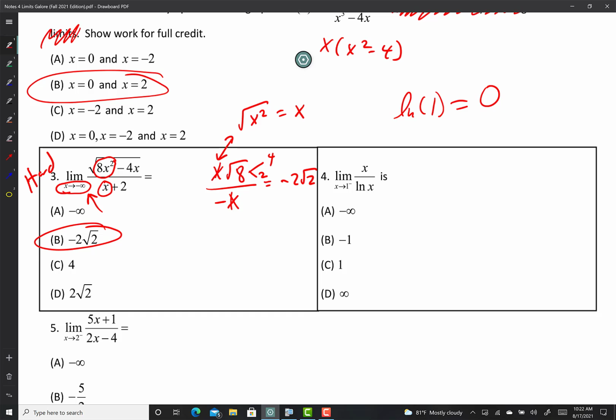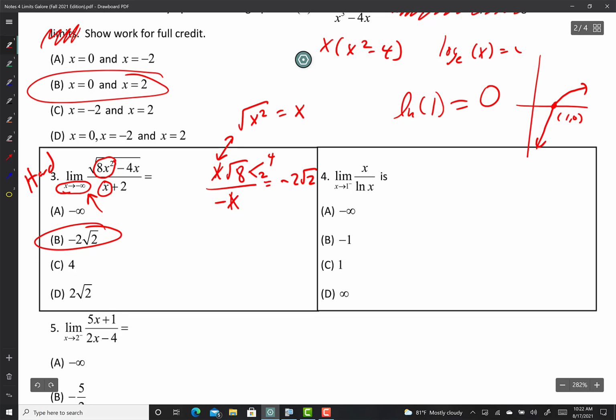So ln of 1 is 0. The graph ln of x looks like this. Yes. Are we okay? Because really what ln means is log base e. And e raised to the 0 is 1. So that's why ln of 1 is 0. Okay. Are we okay so far, guys?